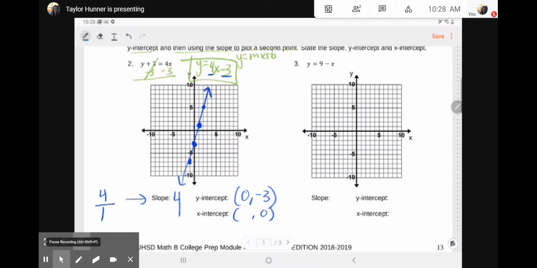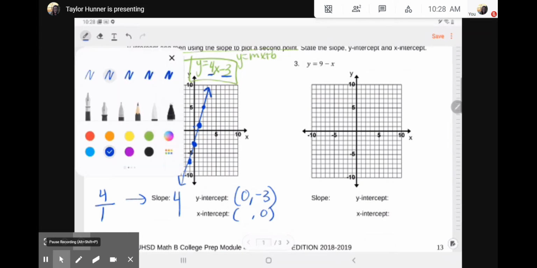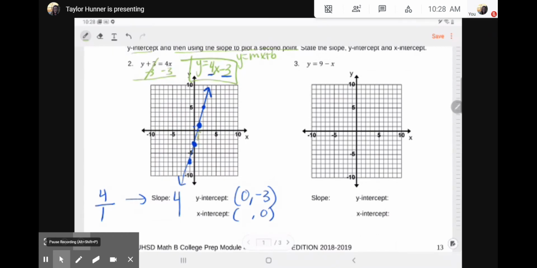So for the x-intercept, it looks like it's not going to be a whole number because that is not a whole number right there. So I'm going to actually have to plug in 0 for y. So y plus 3 equals 4x. If I plug in 0 for y, that will go away, and I can divide both sides by 4. So my x-intercept is actually 3/4.